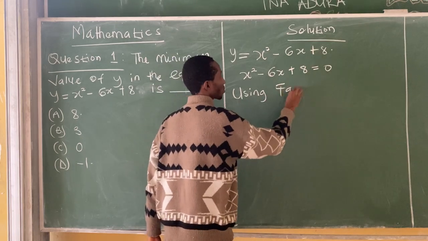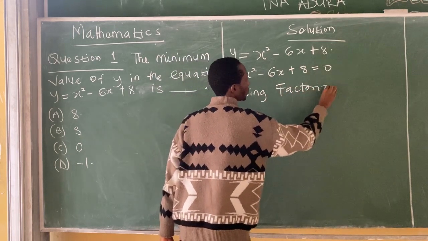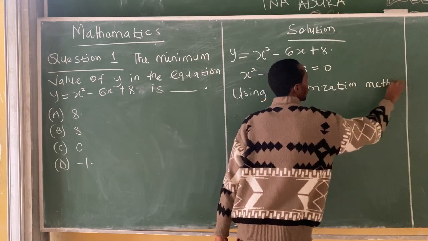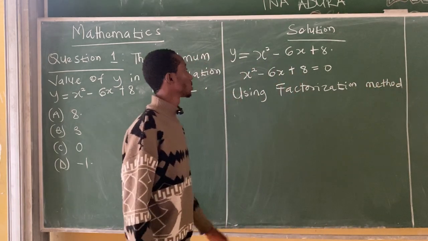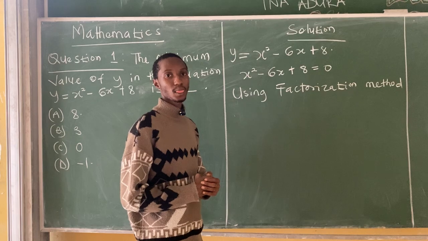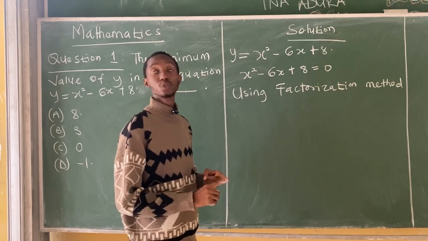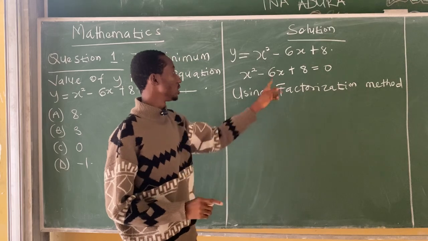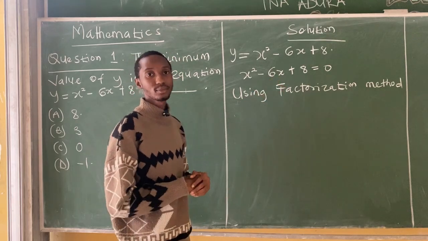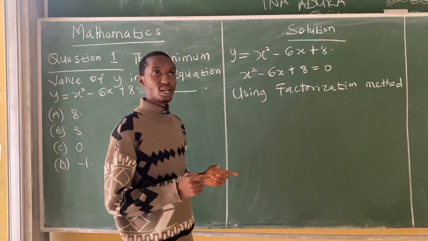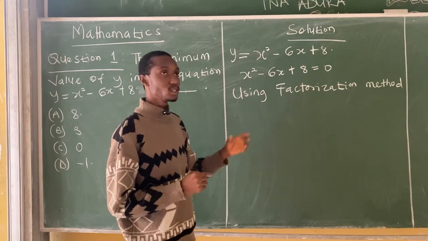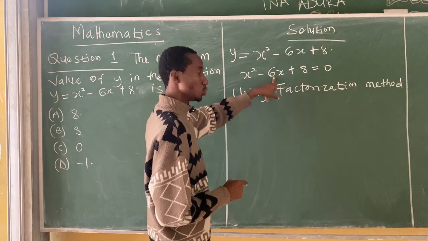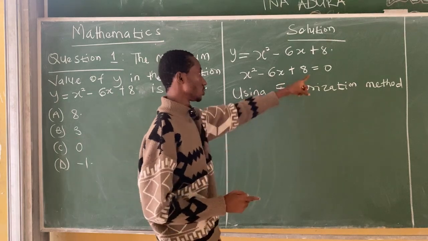Using factorization method, the concept here is find two numbers that when you multiply them together gives you the constant, and when you add them together it gives you the middle number. I repeat myself, the concept here is find two numbers that when you add them together gives you the middle number, and when you multiply them gives you the constant.